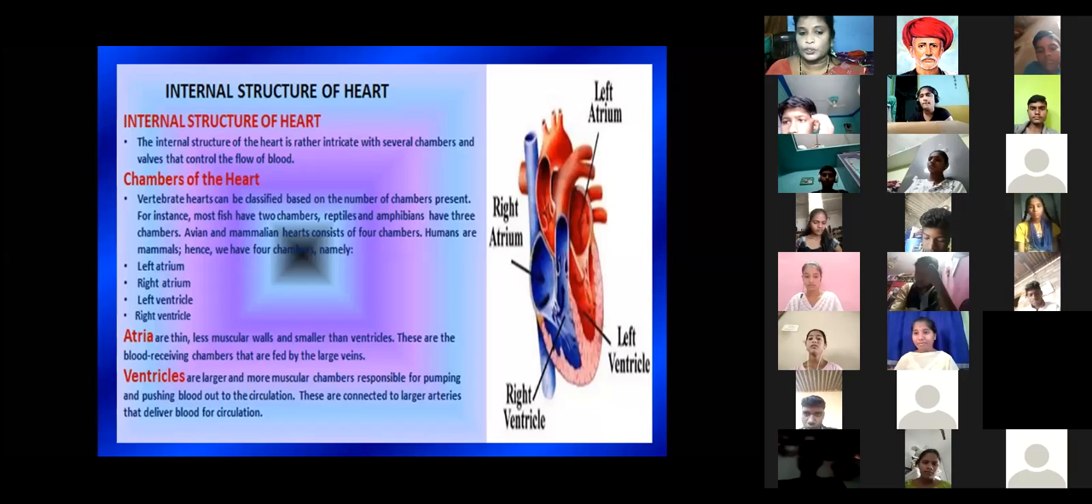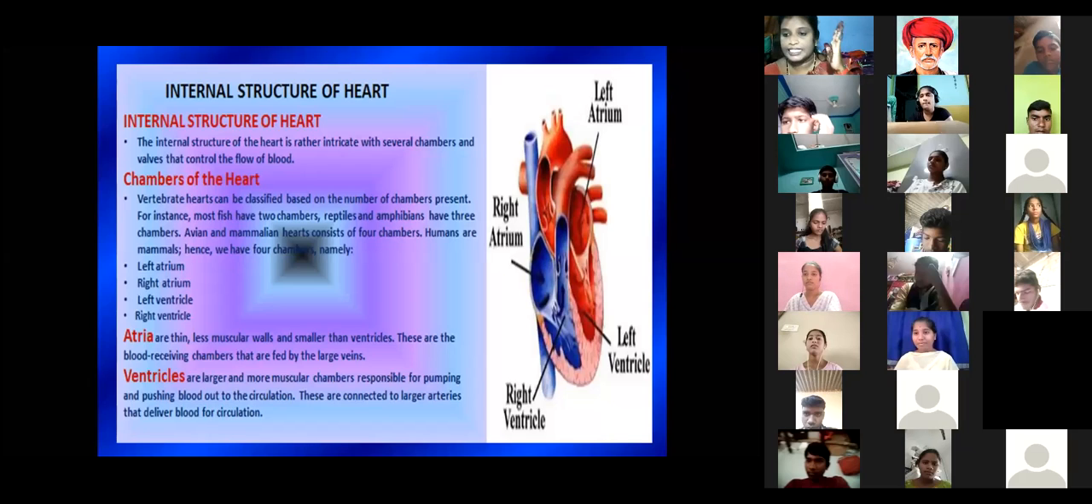Circulation is through the arteries. Already we know that blood vessels are there: arteries and veins. This is one kind of blood vessel. In arteries, ventricles also chambers.